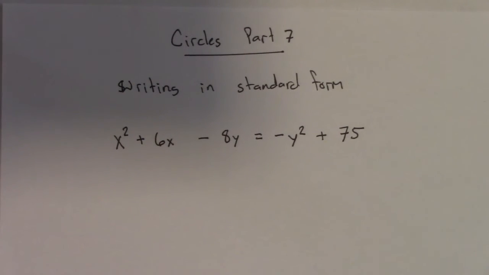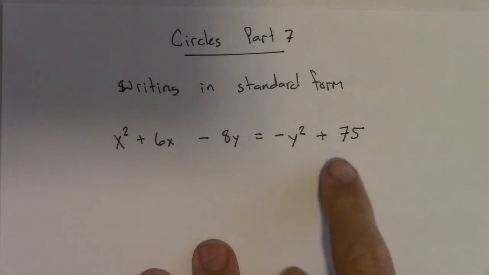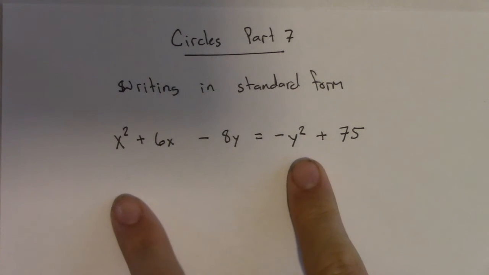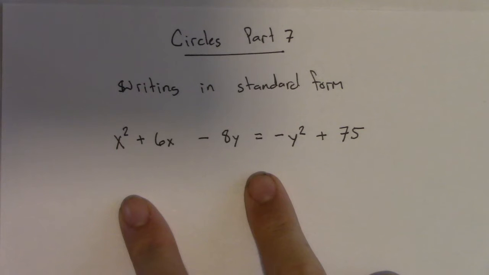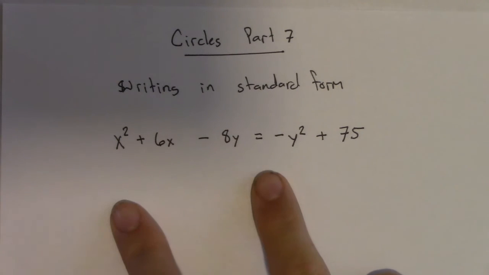Okay, circles part 7, writing in standard form. Here I've got a mess of a whole bunch of stuff, but here's the key detail. x squared and y squared, okay? And if I were to move this over so they were on the same side, they'd both be positive. Same coefficient, both positive, I've got an equation of a circle.